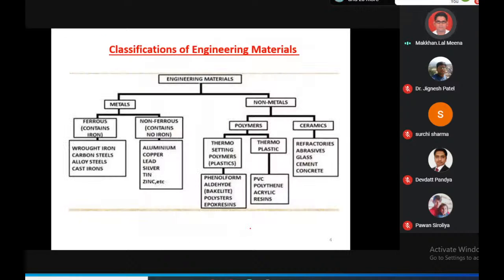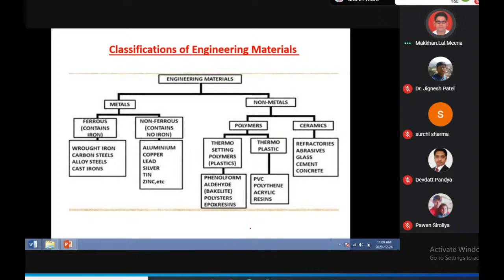Now this slide shows the classification of engineering materials. We can see engineering materials include metals and non-metals. Metals are further classified into ferrous and non-ferrous, and non-metals are further classified into polymers and ceramics, and polymers are further classified, and so on.